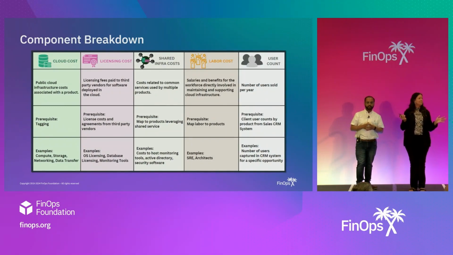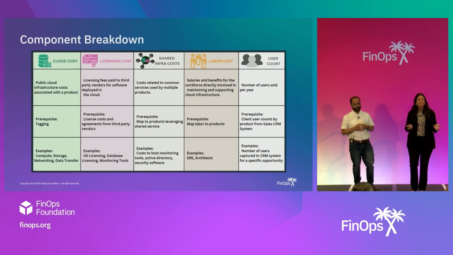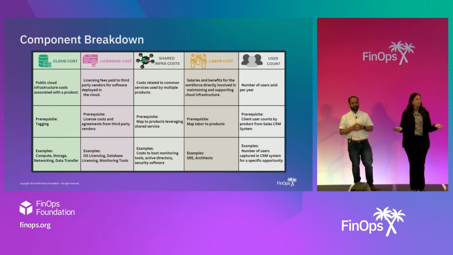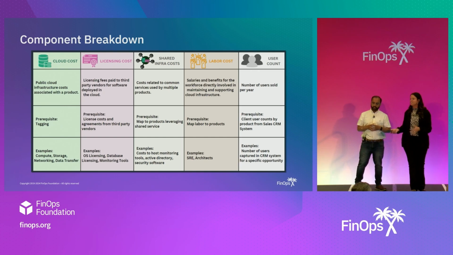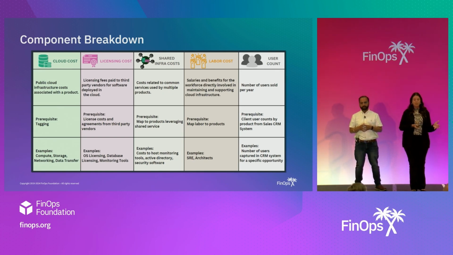I'm not going to read this slide to you, but I do think that this is a nice representation of all of the components that we use in the calculation. And really what I want to highlight here are some of the prerequisites that we needed to do in order to get us to this point. So with our cloud costs, you hear a lot about tagging. You have to have tagging. You have to have proper business mappings for your data.